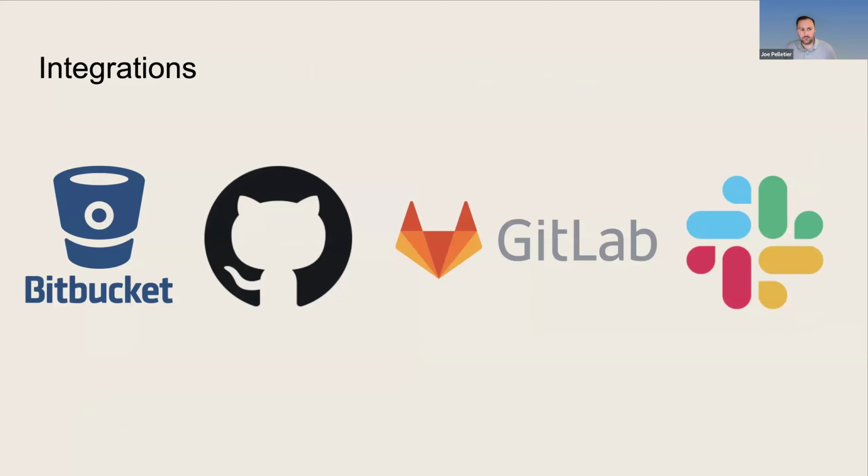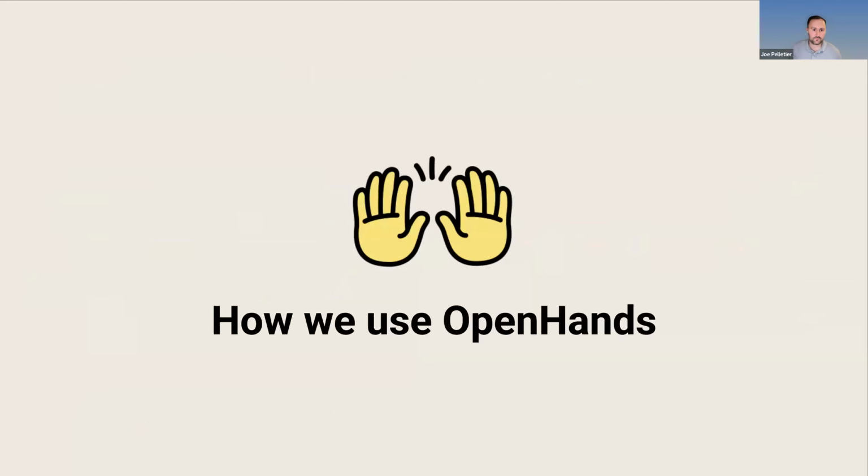And finally, we have a number of integrations that we're really proud about, and we're continuing to expand into. We integrate with a lot of the leading Git providers like Bitbucket, GitLab, and GitHub. We also have integrations with Slack, which allow you to utilize OpenHands via OpenHands Cloud, and we'll probably do some of that demo today at some point.